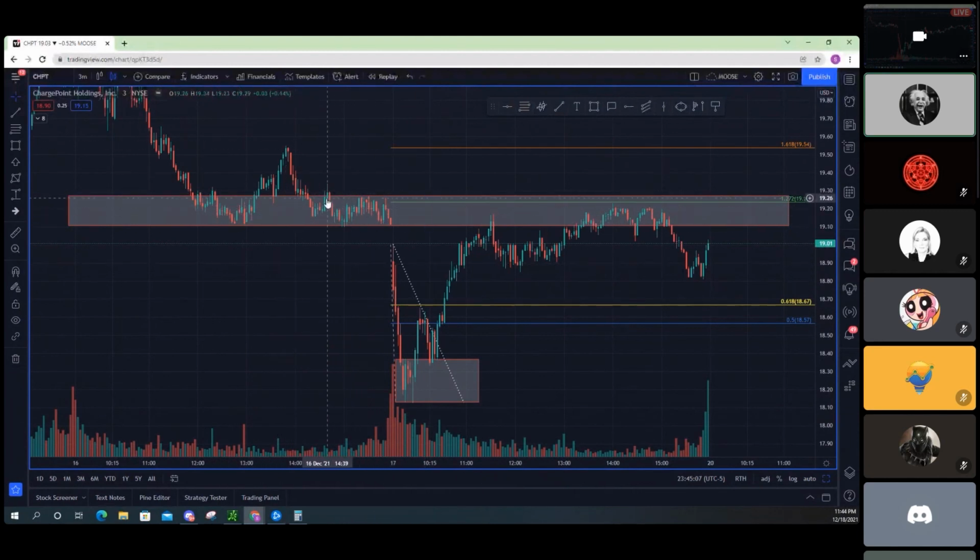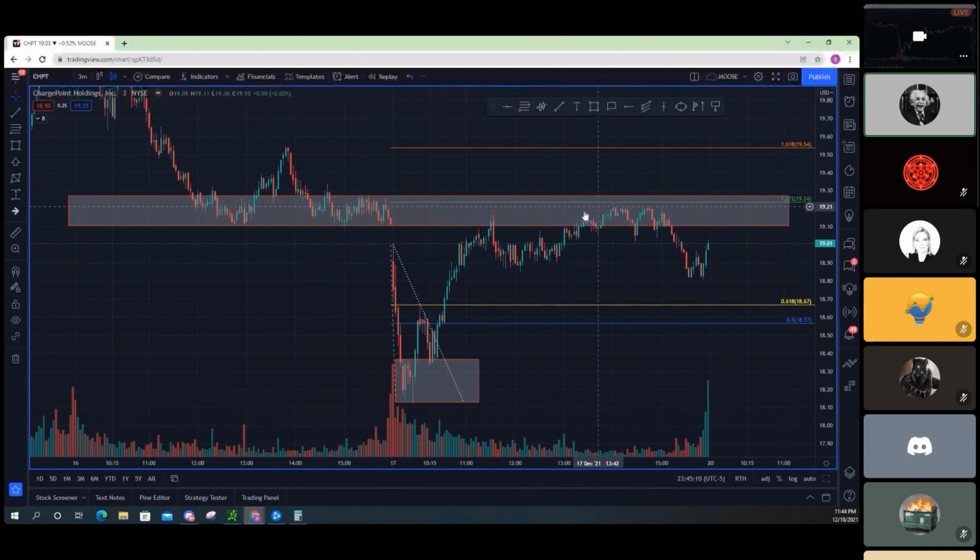And just by the way, this was a perfect supply zone here on the top, and look where it rejected.